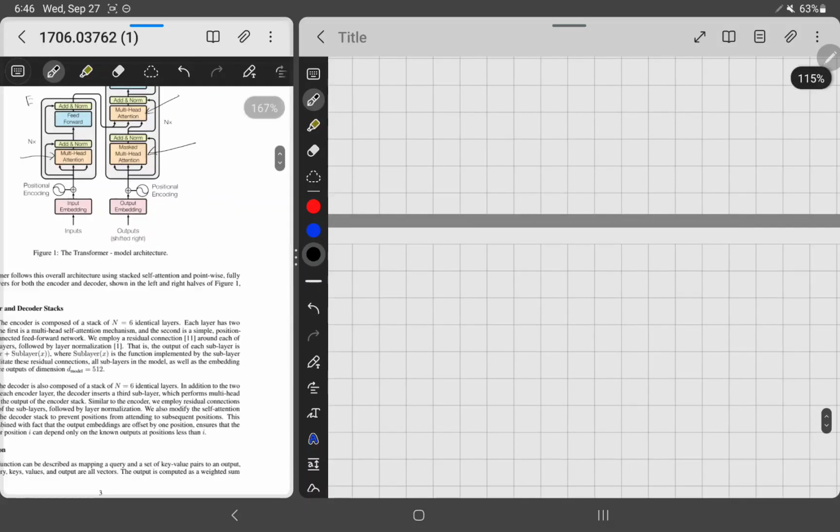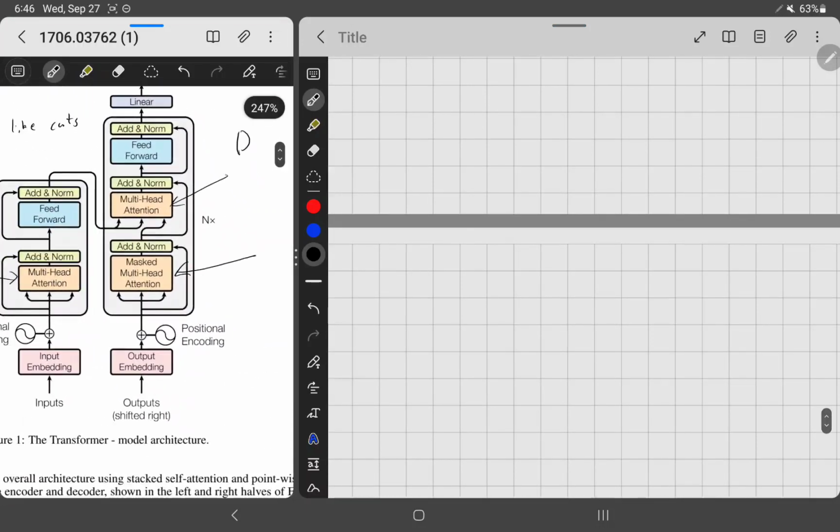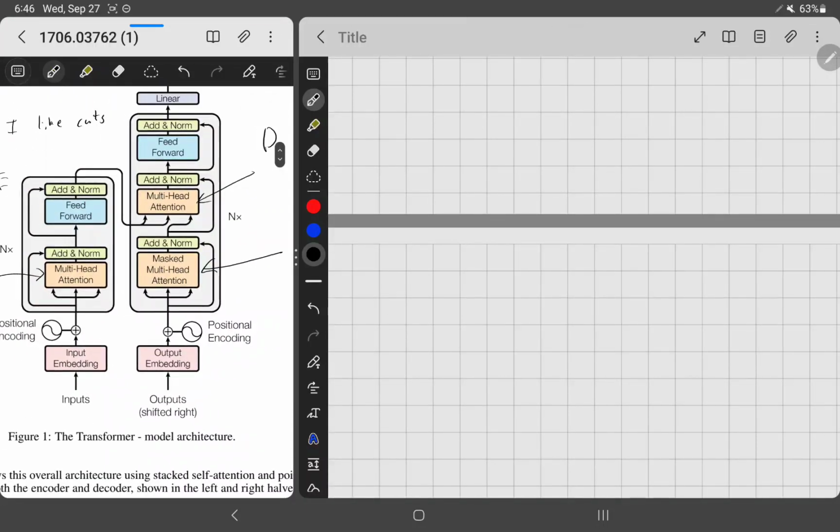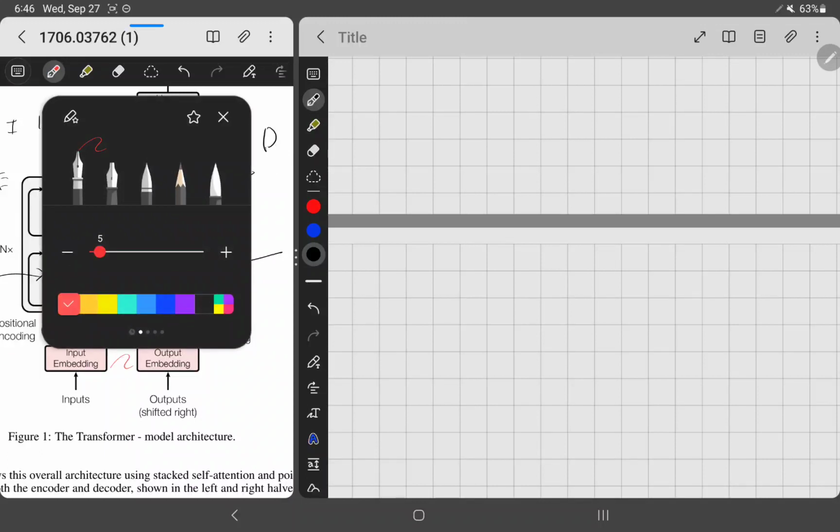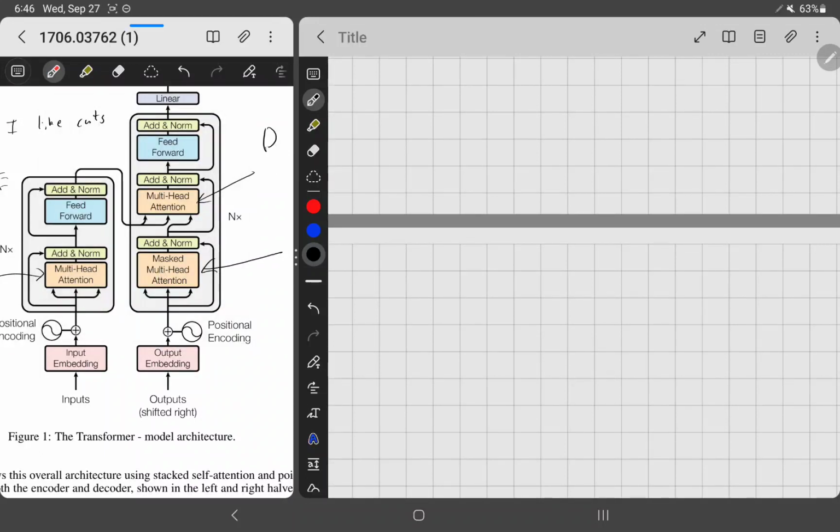But when you're actually trying to figure out the output sequence or the output embedding, you don't know what's going to come next, so you don't want it to know that. When you're doing inference, you want it trained in a way that will actually be useful for inference. That's really what this is.